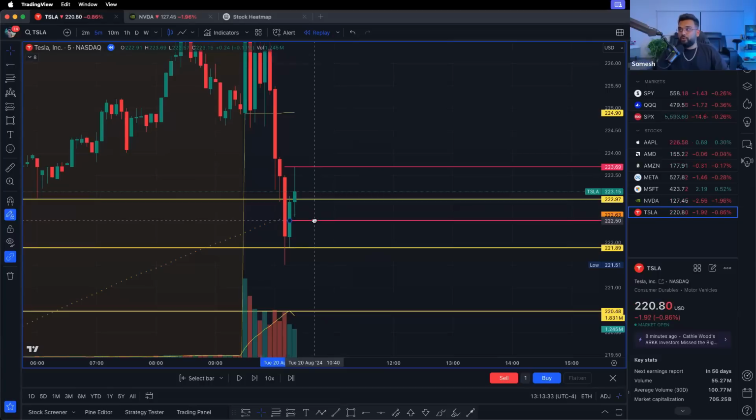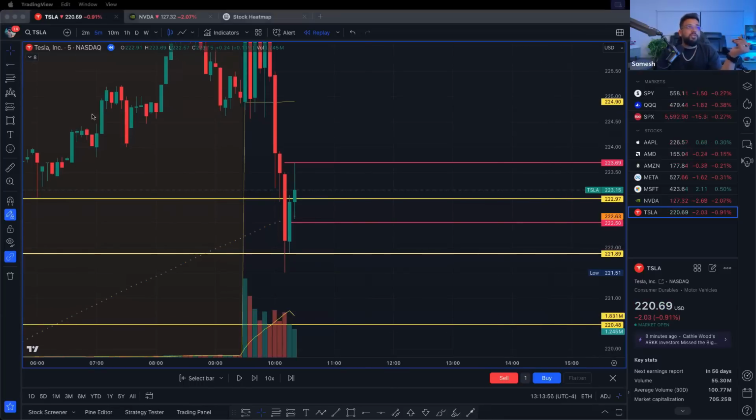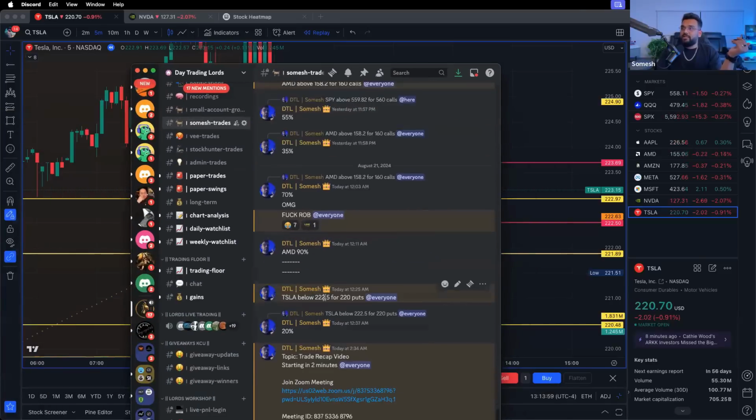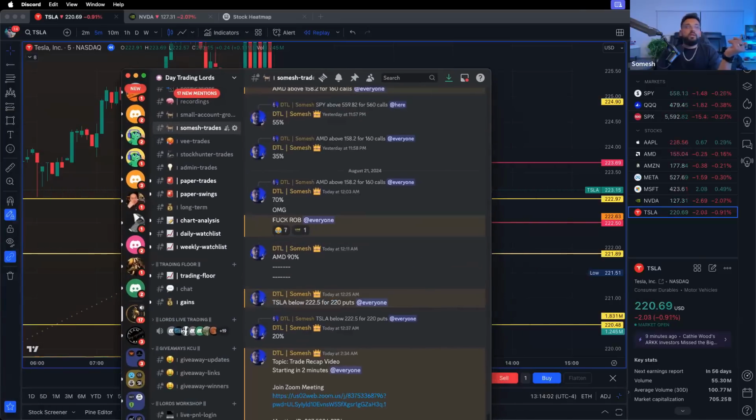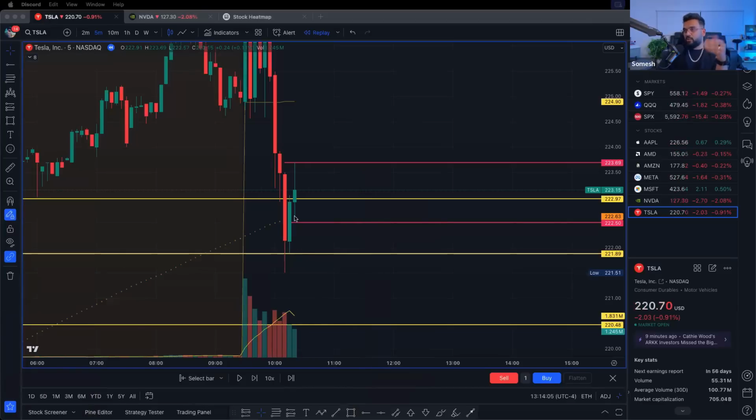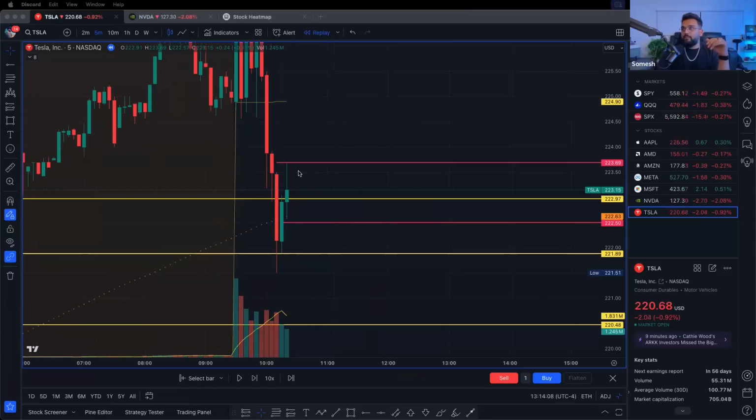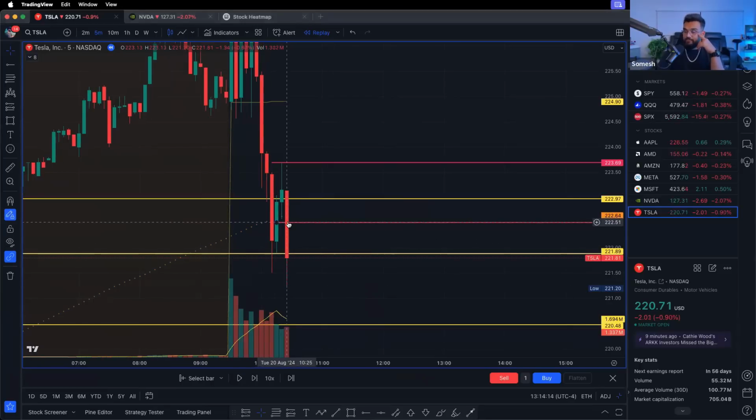I started watching 222.5. The reason, instead of just the low of this candle, is that the 200 moving average was there, and I wanted the price to let go of the 200 moving average completely for me to jump into the trade. That's why I rounded off the number: instead of the lows of 222.57, which was the low right here, I started watching 222.5. Tesla below 222.5 for 220 puts, because I just wanted to round off the number and let go of the 200 moving average on a 5-minute chart completely. My stop loss was on this side of the candle, and the moment it broke, I jumped in.